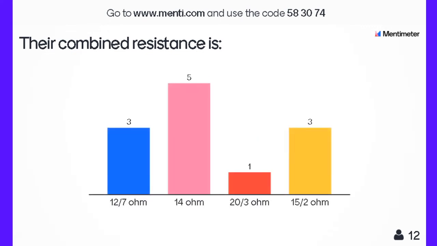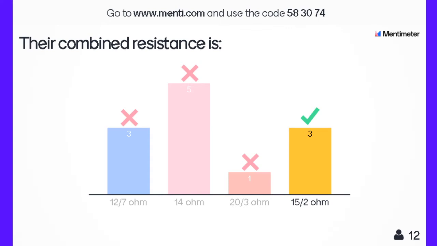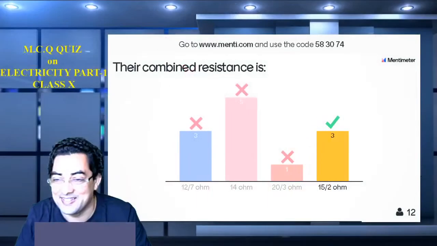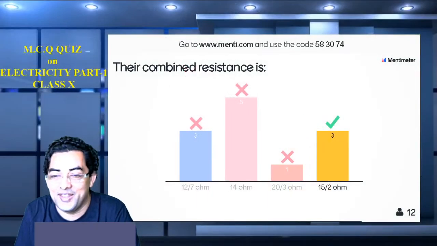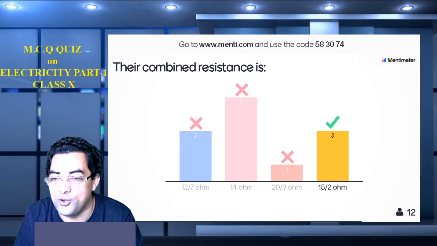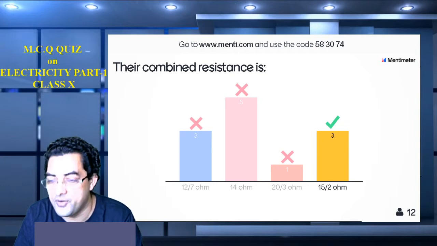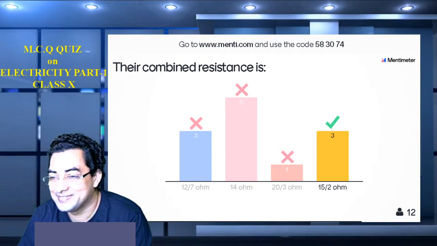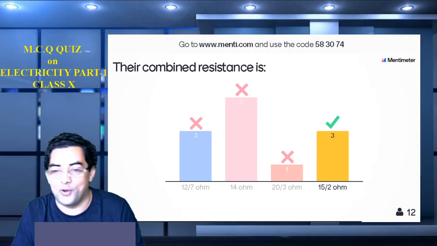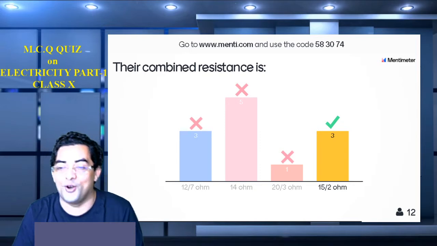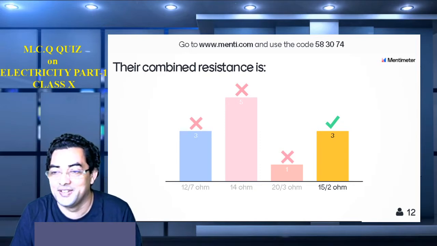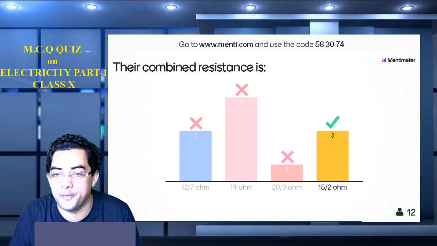The results are very, very disheartening. Only 3 of you. The correct answer was 15/2, that is 7.5 ohms. Only 3 of you got it right out of 12 who have attempted. So 9 have gone wrong. Let's see the correct way of solving this particular question. Let's move on to the whiteboard.